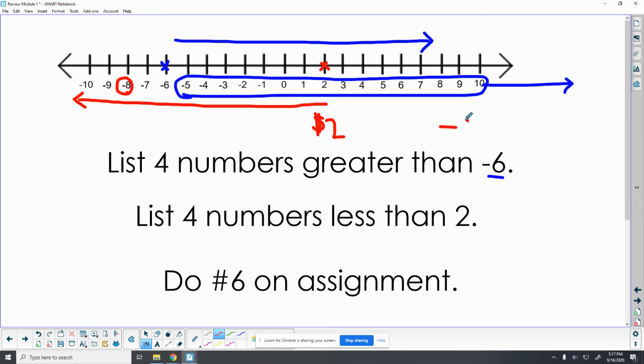compared to if I owe somebody $8, so even though $2 isn't a lot, that's a lot more than owing somebody $8. So 2 is greater than -8. -8 is less than 2. So make sure you plot them and think right is larger, left is smaller. So pause the video and do number 6 on your assignment.